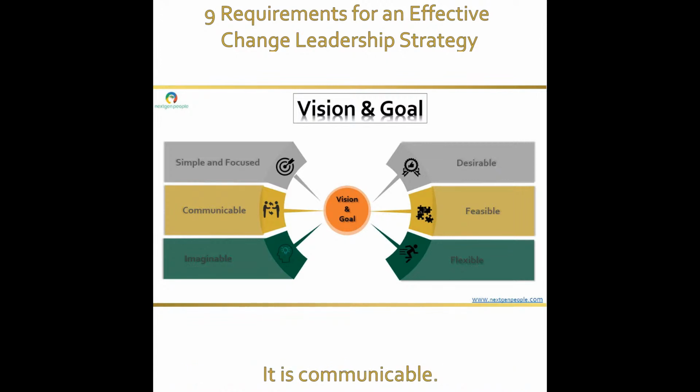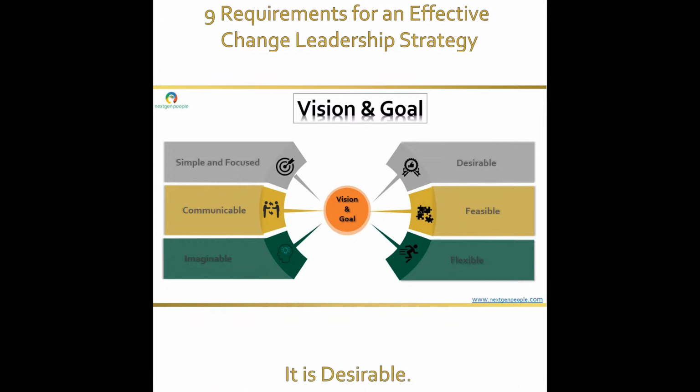It is communicable. So that means it's clearly and able to be communicated to others in a way that they easily understand. It is imaginable. It's a believable idea is what that means. If you cannot get others to believe in that idea, then how are you going to get them to participate in it, to support and contribute to it? It takes more than one person to make an organizational transformation happen.